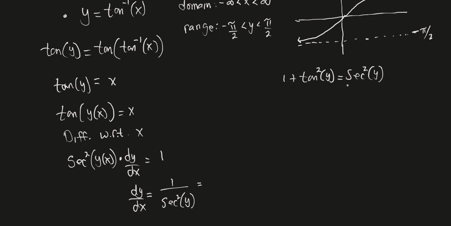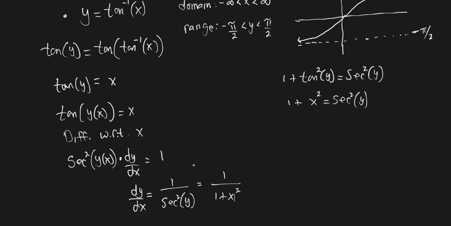So we have secant squared equal to 1 plus tangent squared, but the tangent of y is equal to x. So what I can do here is just write this: 1 plus x squared is equal to secant squared of y. Then I can replace this secant squared of y with 1 plus x squared, and that's the famous derivative of arctangent.